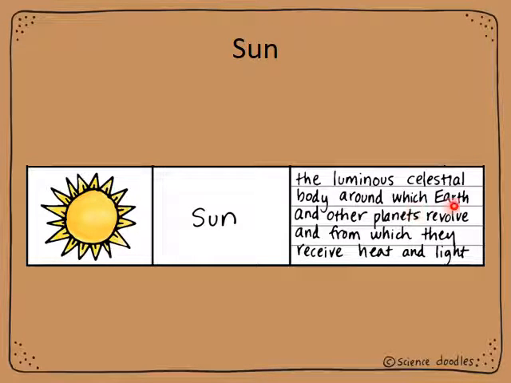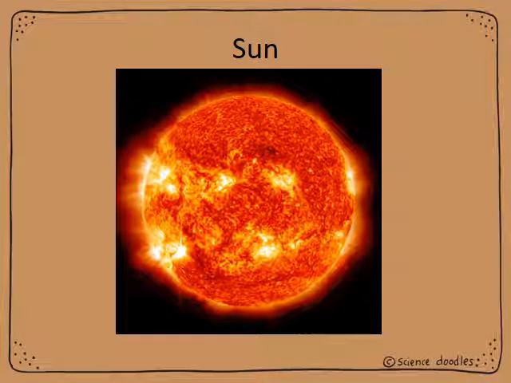Sun, the luminous celestial body around which Earth and other planets revolve and from which they receive heat and light. So our sun is a very average star. It is a yellow star. Average age, average size, average energy. It is about 5 to 7 billion years old. That's what our sun looks like close up.